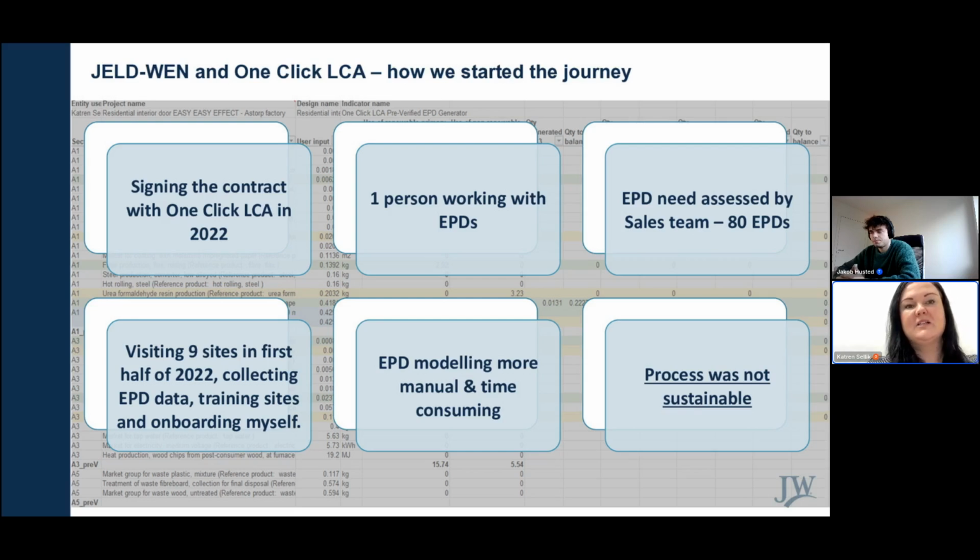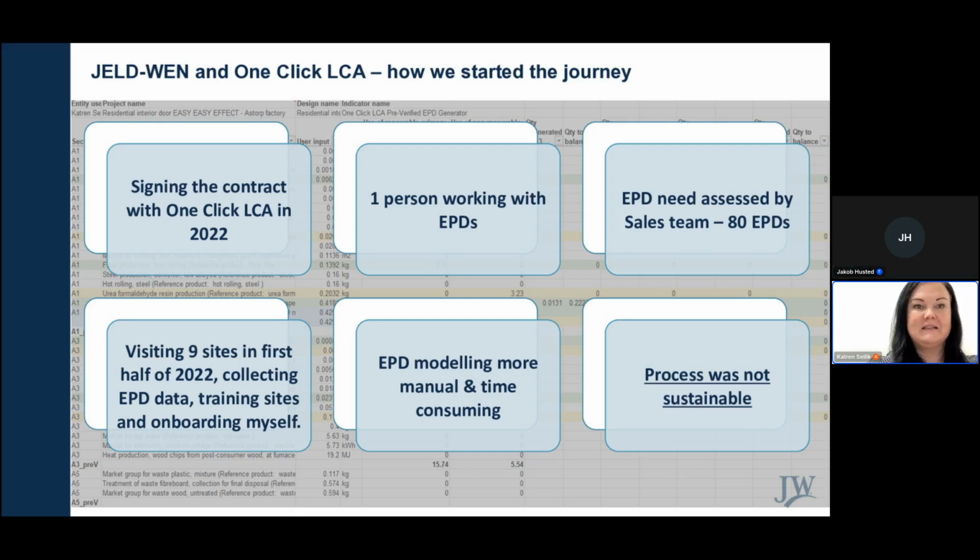We signed for the expert license because it has some really great extras that we saw we could benefit from, and I think that was a really correct decision. And in 2022, when we started, we had, as I said, a pretty big scope. Our sales team had assessed around 80 EPDs that we must have, definitely, for the Nordics market. And for those 80 EPDs, there was one person working with the EPDs, that was me.